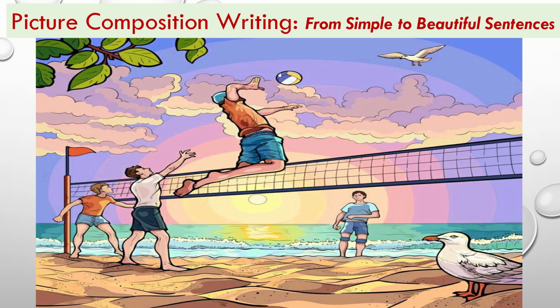Today we are going to do another picture composition. This is a lively and colorful illustration of a picture which you can see on the screen, playing beach volleyball by the sea during sunset. And can you see 4 people are playing the game on the sandy beach? Now are you ready to write simple sentences using this picture? Let's get started.